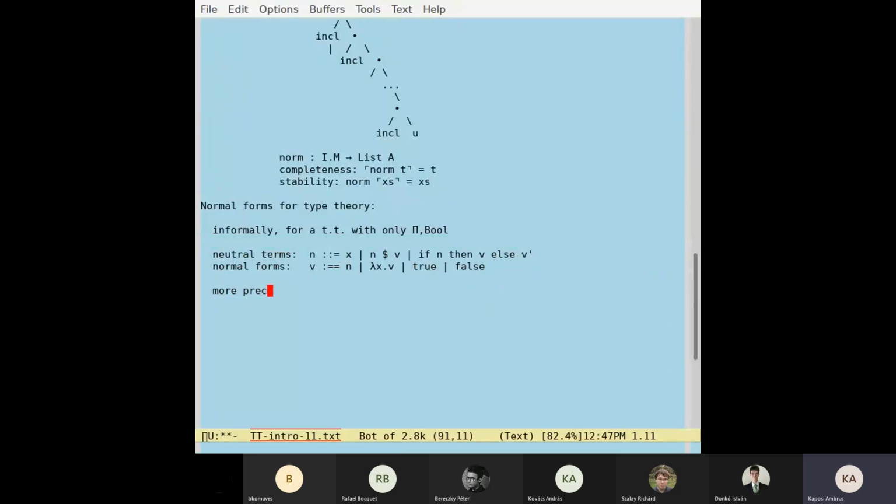So more precisely, in fact, there is a problem with this definition. Does anyone know what the problem is?